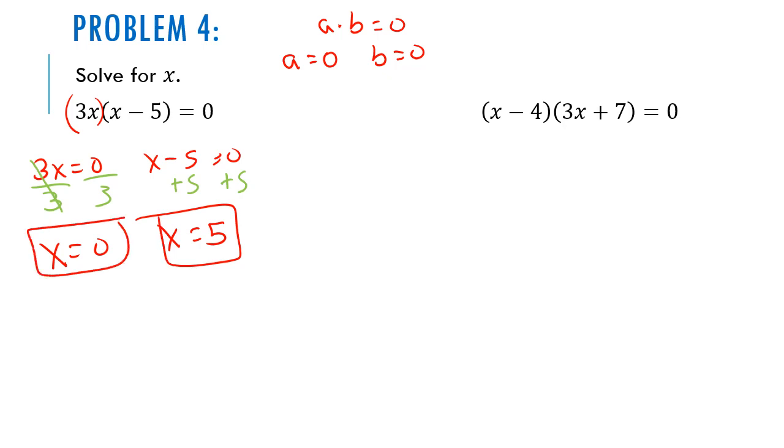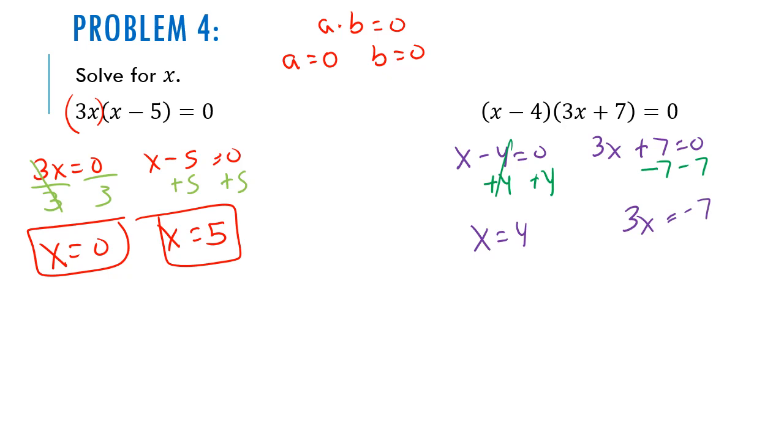Same thing's happening on the second one. Zero product property will let us set each one of these factors equal to 0, and then we solve the equations. So here we would add 4, so we would have x equals 4. Then we would subtract the 7 here, getting 3x equals negative 7. Then we would go ahead and divide both sides by 3. So you have x equals negative 7 over 3.